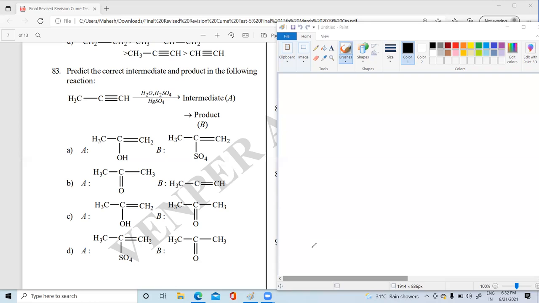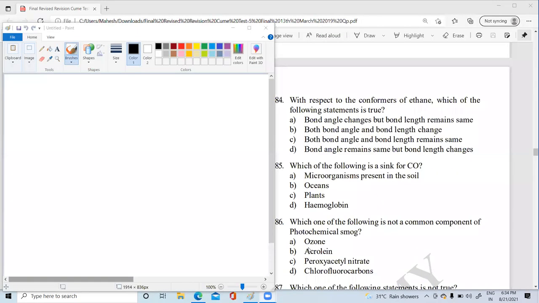Question number 88. Which of the following is not a common component in photochemical smog? In photochemical smog, mainly ozone will be present, acrolein will be present, and peroxyacetyl nitrate will be present. But chlorofluorocarbons are not present in photochemical smog. So option D is the correct answer, students. Next, students, we'll go for another question.